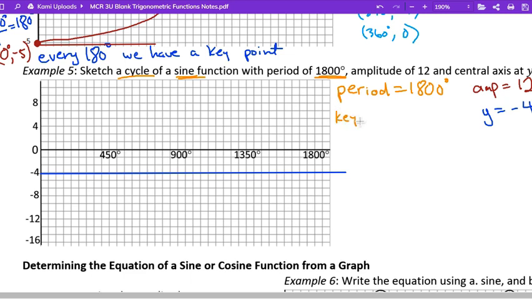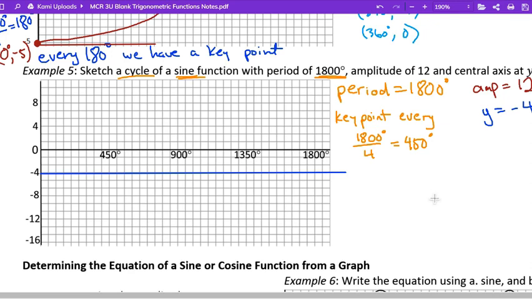I get a key point every 1,800 divided by 4 degrees, right? So that's 900, 450. So every 450 degrees, I get a key point. So you have to take that period and divide it by 4 to figure out the 4 quarters of the period. Why do you even need this key point?